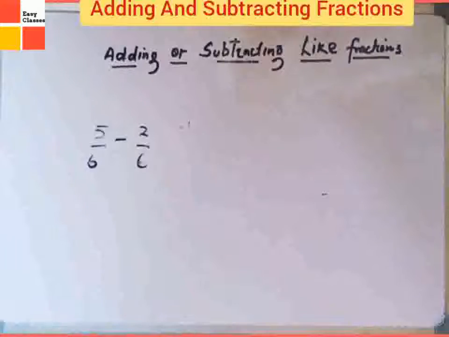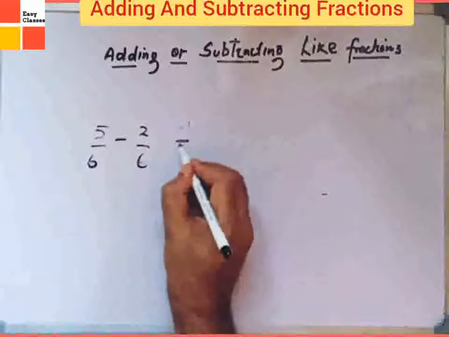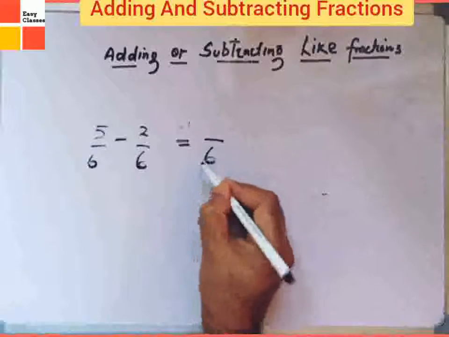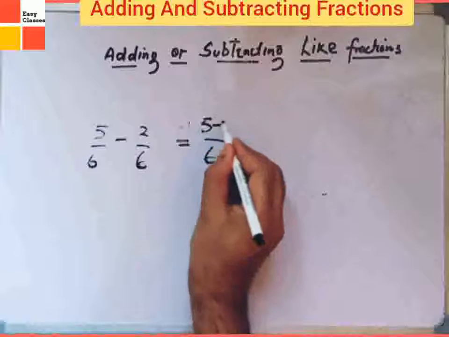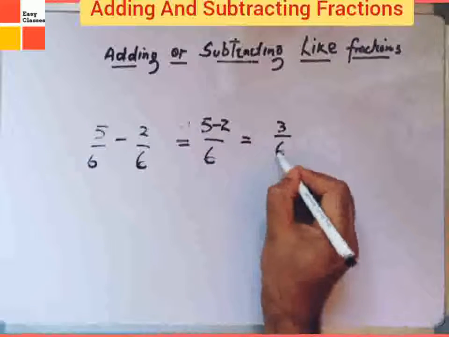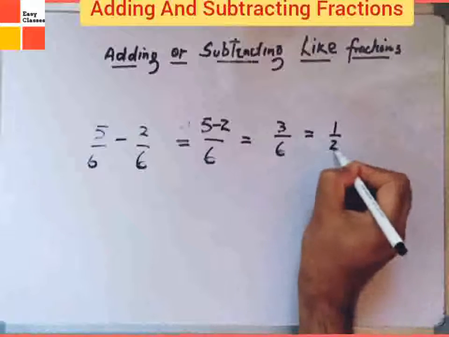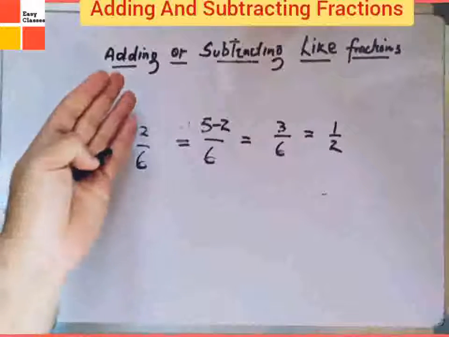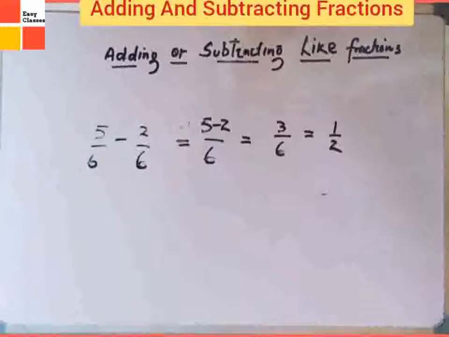While subtracting like fractions, we follow the same procedure. We take the denominator as the common item and subtract the numerators. 5 minus 2 is equal to 3 divided by 6. You can reduce that to 1 divided by 2. So while subtracting like fractions, we follow the same procedure we use in addition of like fractions.